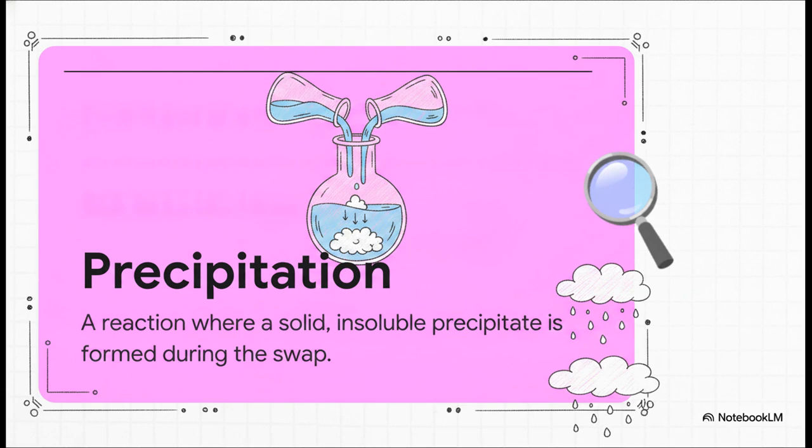Which actually brings us to a really crucial piece of terminology. You'll hear this exact process called a precipitation reaction all the time. It's essentially just a secondary name for this specific type of double displacement. Why? Well, because a solid insoluble precipitate, which in our reaction example is the barium sulfate, is actively formed and drops out of the solution during the swap. So double displacement describes the actual mechanics of the swap, while precipitation reaction describes the visible solid result left behind.